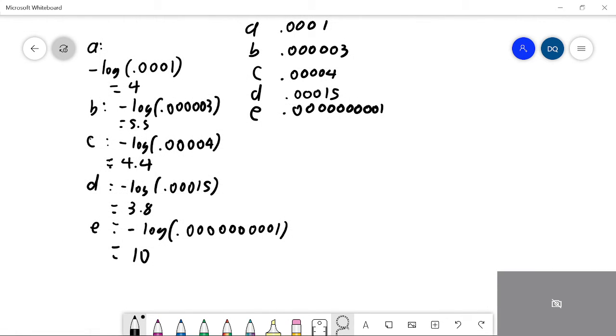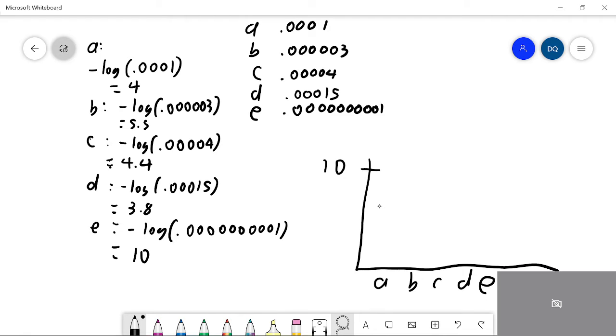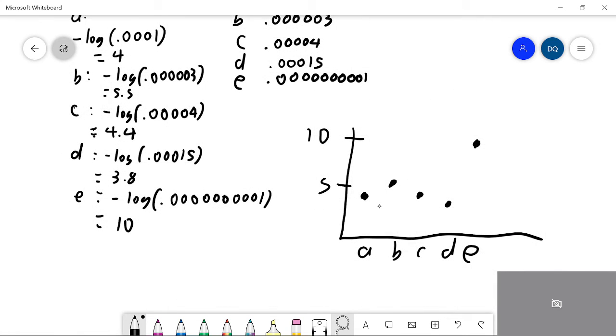I now have 4, 5.5, 4.4, 3.8, and 10. This becomes very easy for me to plot, manage, and compare them. So I could plot them A, B, C, D, and E. My highest number here is 10, so that would be a 5 there. A is a 4. B is a 5.5. C is a 4.4, so it's between those. D is 3.8, a bit below those. And then E is up here at 10. So it becomes very easy to compare each one of those numbers.